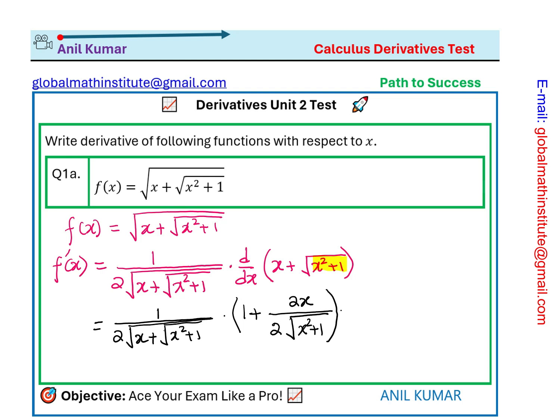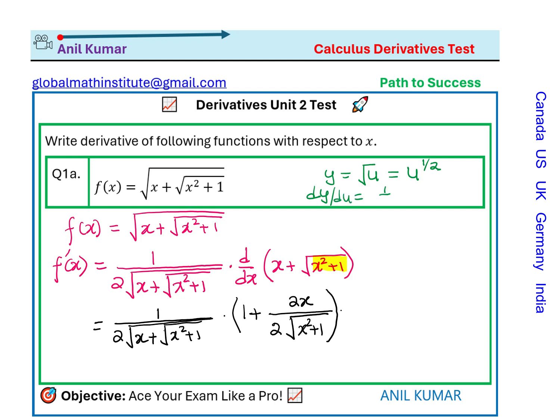Now, just to explain to some of our viewers, let us say we have a function y equals square root of u, right? Some of the students will write this as u to the power of half. And then we'll say, well, y prime, or let's say dy du, in this case, will be half of u to the power of minus half, right?